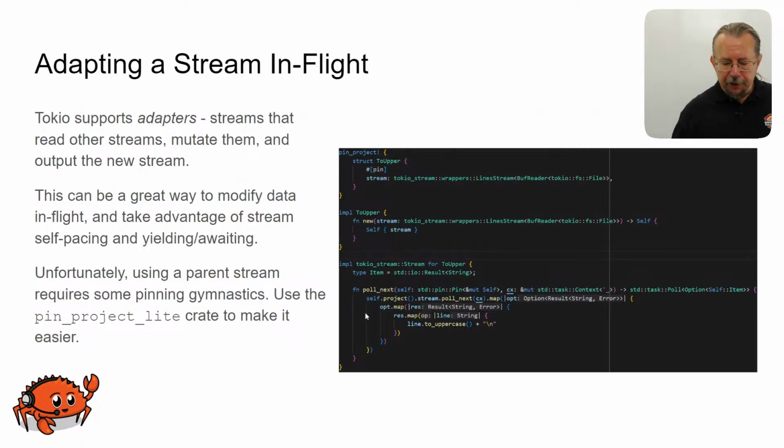And your poll next gains the extra call to self.project, which carefully accesses the pins for you, and allows you to write the stream in relatively natural code now. You don't have to have this gnarly blob of code that looks kind of scary. And so that's the pattern I always use for adapting a stream in flight. And that's a very, very powerful pattern.